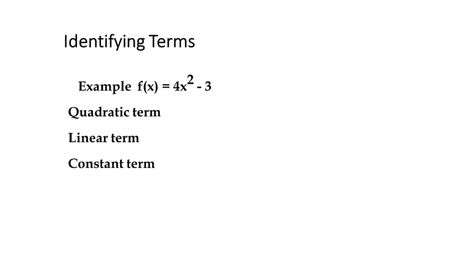Right, in this example, the quadratic term again is the term that contains x squared, and that's going to be 4x squared. The linear term, I do not have a term that contains x to the first power, so I would say that the linear term would be 0x, or I could just say there is none. And the constant term is the term that contains no variable, therefore it would be -3.